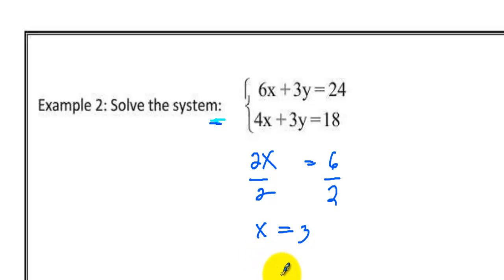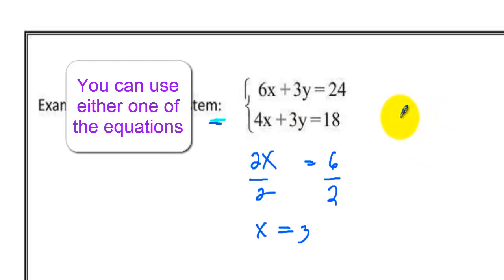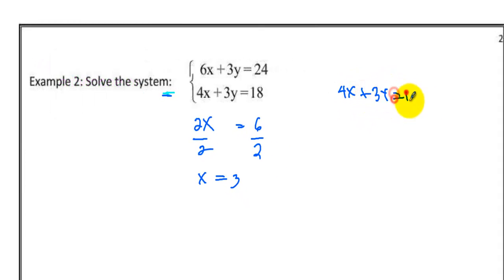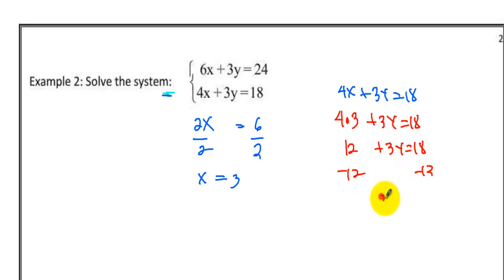Okay, next, let's choose one of the equations and replace the x variable. This time, I'm going to use the second equation. So 4x plus 3y equals 18. Now our x is equal to 3, so I'll just replace my x here by 3. Then we are going to solve for y. This is 12 plus 3y equals 18. Minus 12 to both sides, so 3y is equal to 6. Divide by 3 both sides, we'll get y equals 2. So our answer is 3, comma 2.